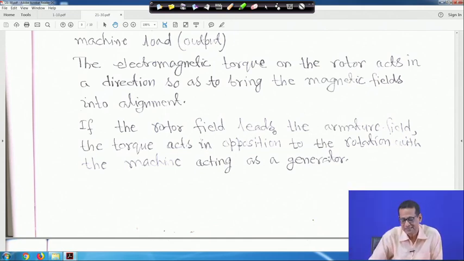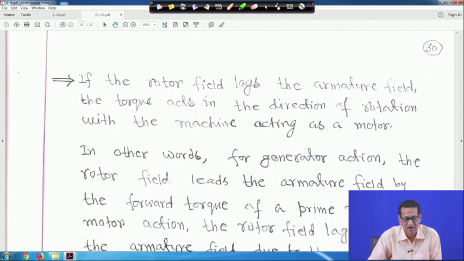So, if the rotor field leads the armature field, the torque acts in opposition to the rotation with the machine acting as a generator, otherwise the opposite will happen. Or if the rotor field lags the armature field, the torque acts in the direction of rotation with the machine acting as a motor, right. But our objective for this course is only the synchronous generator, right.